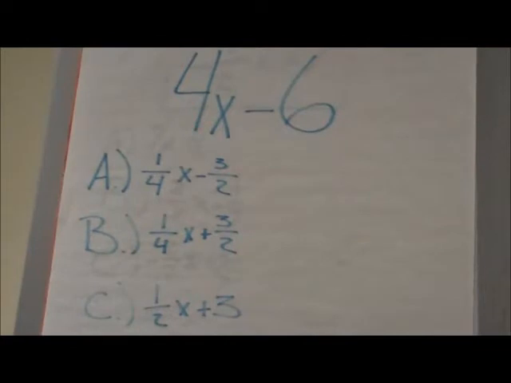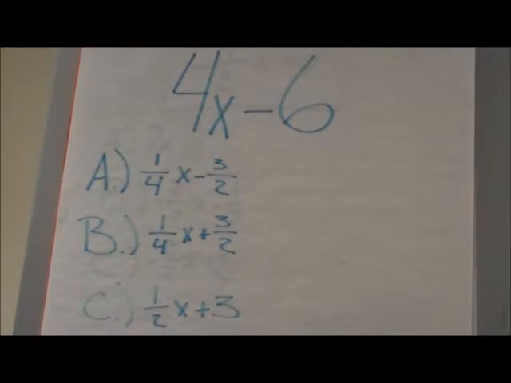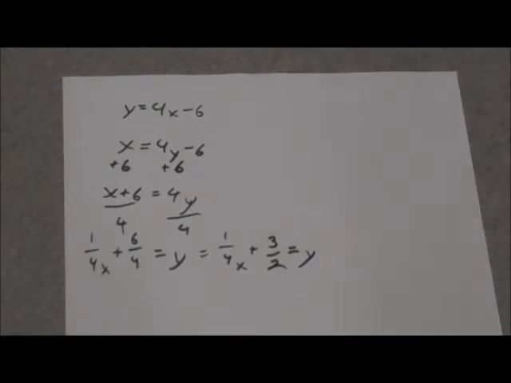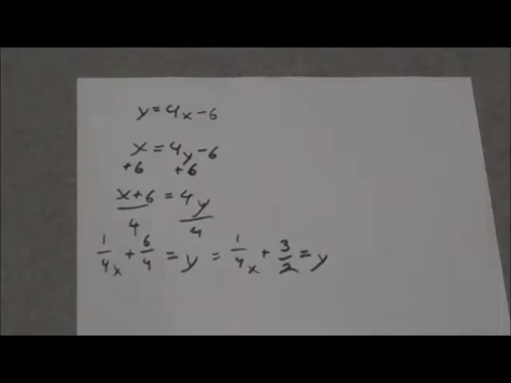The first question goes to AJ. Mr. Goguen, which of these is the inverse of y equals 4x minus 6? A, y equals 1/4 x minus 3 halves. B, y equals 1/4 x plus 3 halves. Or C, y equals 1/2 x plus 3. Alright, so I think the answer is B. That is correct. Explain, AJ.